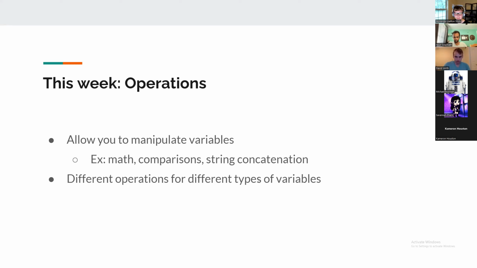So you do have different operations for different types of variables. That's why the type of variable is important.